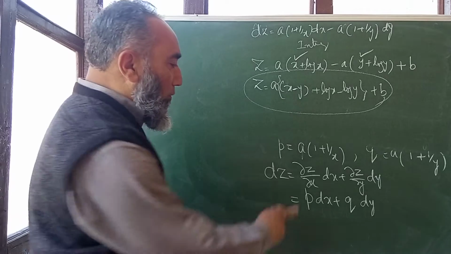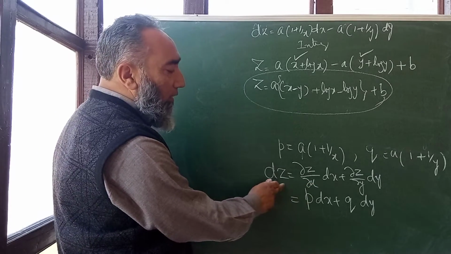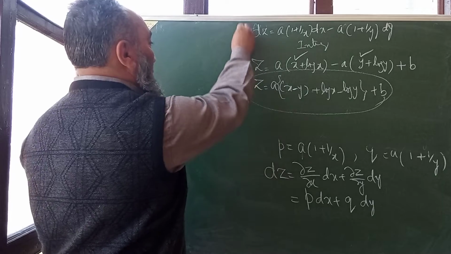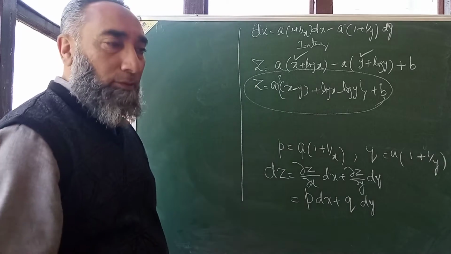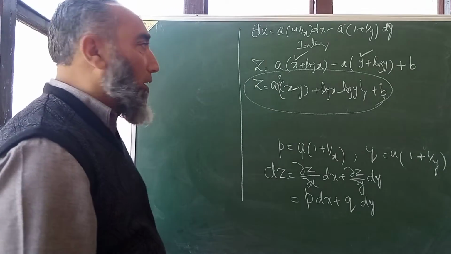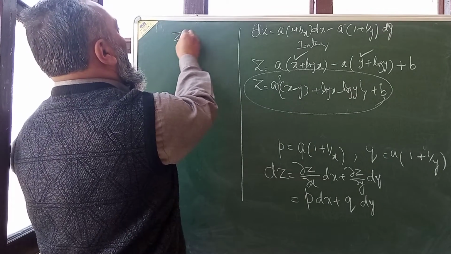You must be knowing this: dz equals p dx plus q dy. If we don't, let me tell you how we find it. I've already shown you in your first semester how to find it. Let z equal a function of x and y.